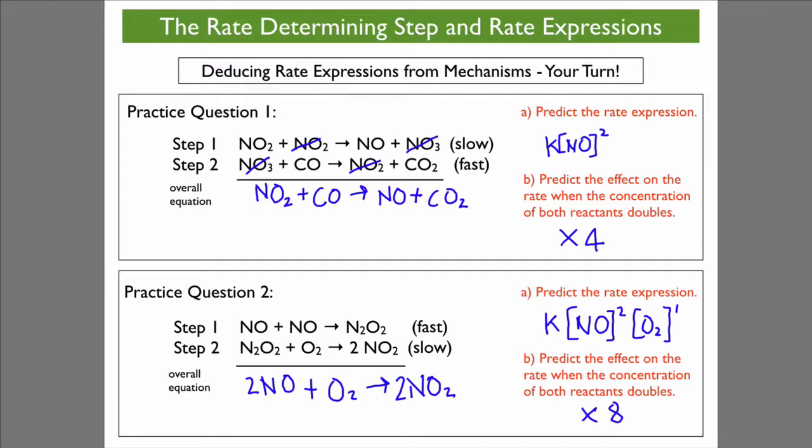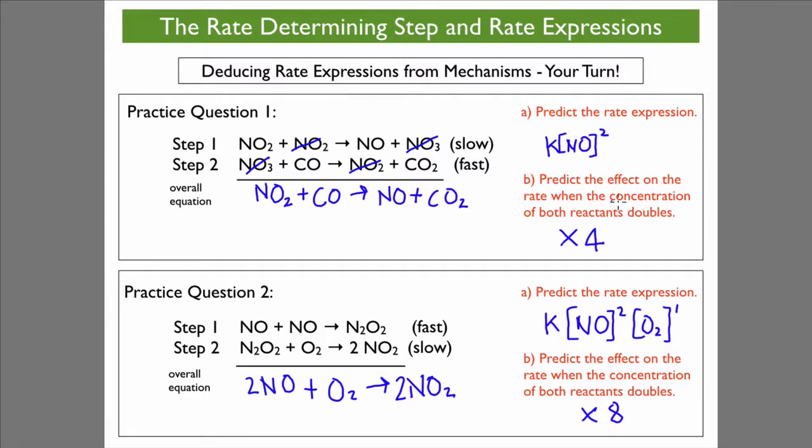Okay, so did you get the following? Let's have a look. You've got the overall equation. So we can cancel out the nitrogen trioxide, cancel out the nitrogen dioxide to get this overall equation. Predict the rate expression. Look for the slow one. You can see there's only nitrogen dioxide there. And you can see there's 2 of them. 1, 2. So we know that the coefficient, so the power that we'd use for the order, would be 2.